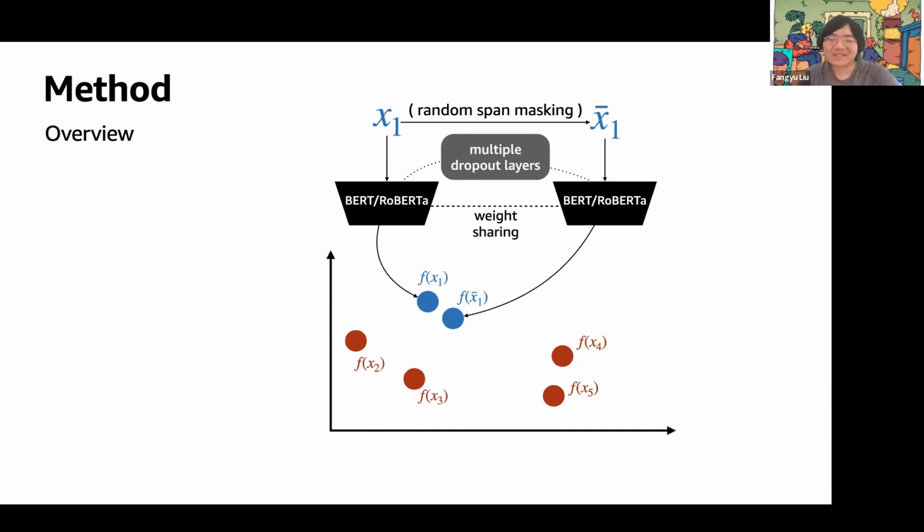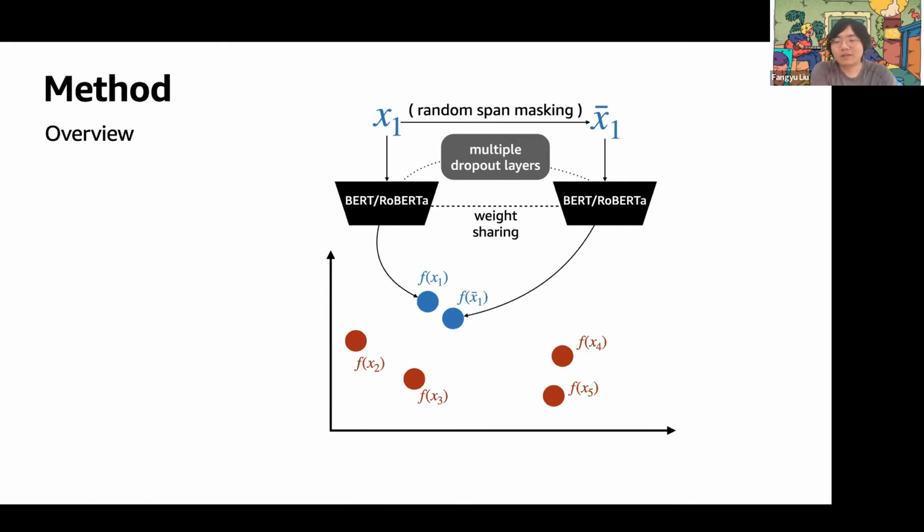So we have X1 and X1 bar, which is the augmented version of X1. But this random span masking is optional because in some experiments, we dealt with shorter text, which would be too short for input-based data augmentation. So we simply duplicated X1 in those cases. There is another very famous work called SimCSE, which uses exactly identical sentence pairs for this kind of contrastive learning. So if we just disregard this random span masking, you could consider that our work is almost identical to SimCSE.